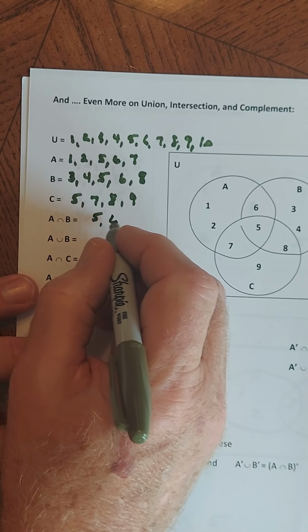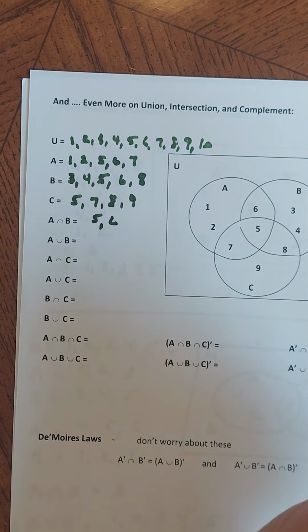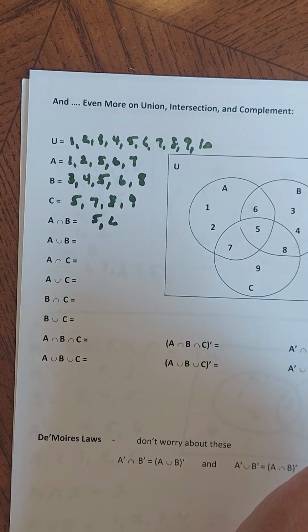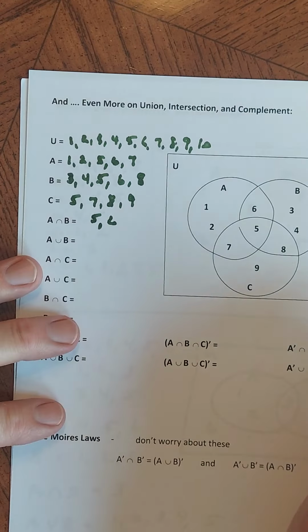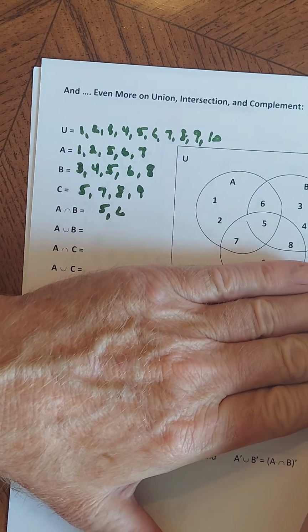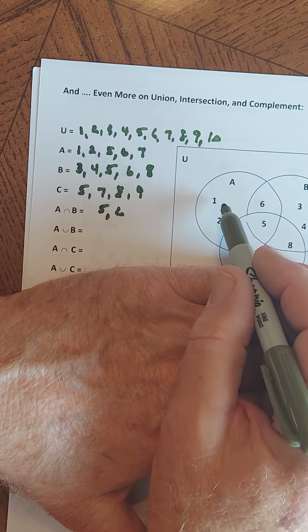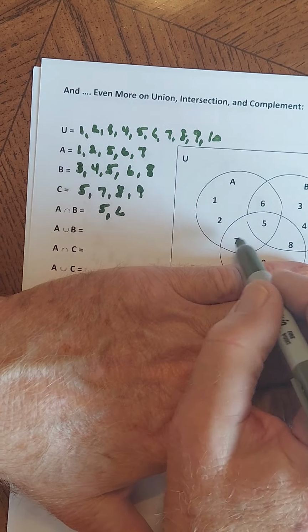Anything in C really doesn't matter. It doesn't matter if it's in C or not. We're just talking about A and B on that. A union B. So that's anything in the 2 circles. So 1, 2, 3, 4, 5, 6, 7, 8.